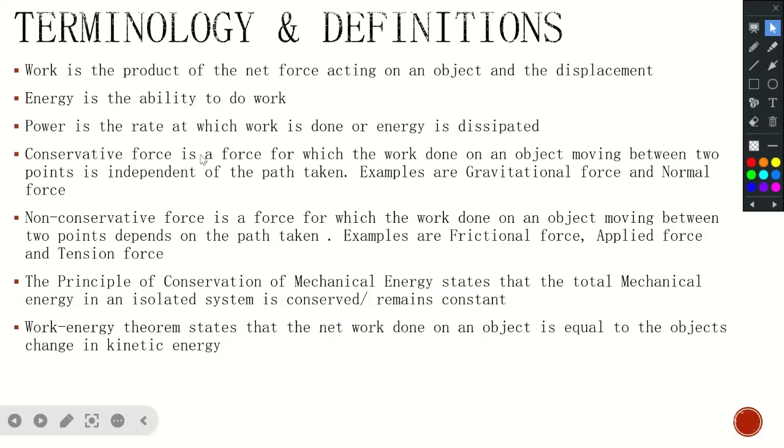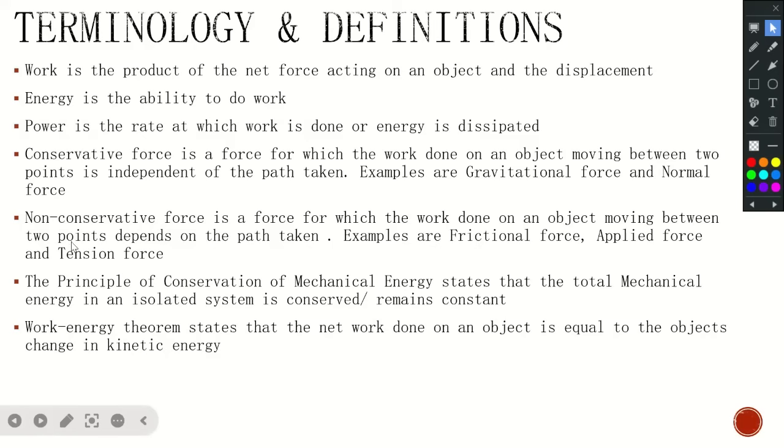Now, a conservative force is a force for which the work done on an object moving between 2 points is independent of the path taken. Examples of conservative forces can be the gravitational force and the normal force, right? Then we have non-conservative force. We say it's a force for which the work done on an object moving between 2 points depends on the path taken. The examples are your frictional forces, applied force, and also tension force.